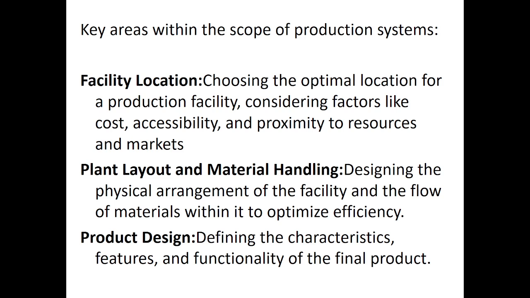What are the key areas within the scope of production system? कौन कौन सा वो की एरियाज है जहां पर हम प्रोडक्शन सिस्टम को जांच कर पाते हैं? फैसिलिटी लोकेशन, द लोकेशन ऑफ अ फैसिलिटी, प्लांट लेआउट एंड मटेरियल हैंडलिंग, and the third but not the least is product design.